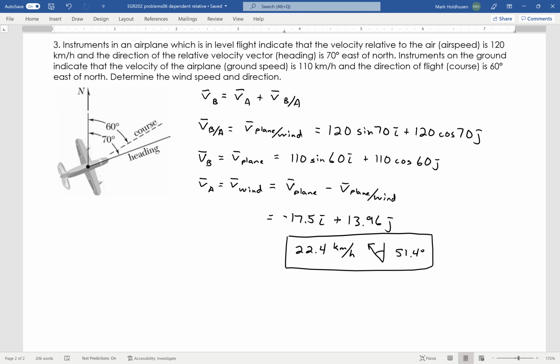But again, the trickiest part here is getting the A's and B's and planes and winds to line up and make sense. Once you get that set up, the mathematics of solving that equation is pretty easy. It's just a vector addition to solve it from there.